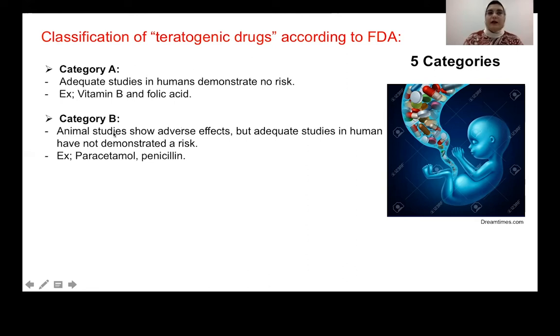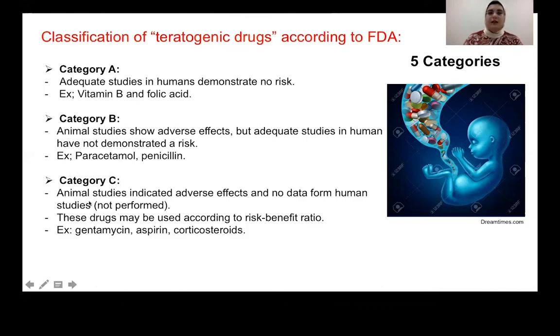Category B. Here, some animal studies showed some adverse effects, but no studies in humans had showed any risk. But some animal studies showed adverse effects. These drugs like paracetamol and penicillin. And you should always say to your female patients, if you feel pain, you want to take any analgesics, please only take the paracetamol. It is the safest during pregnancy.